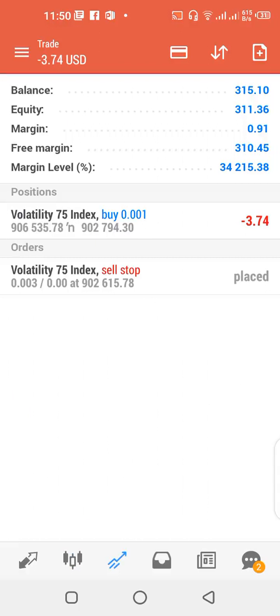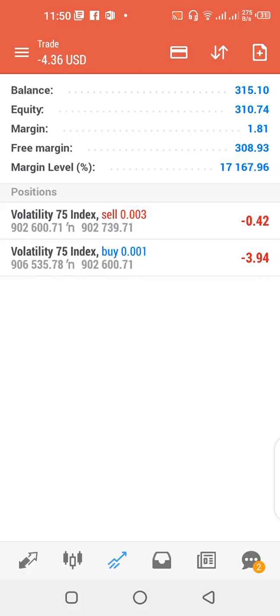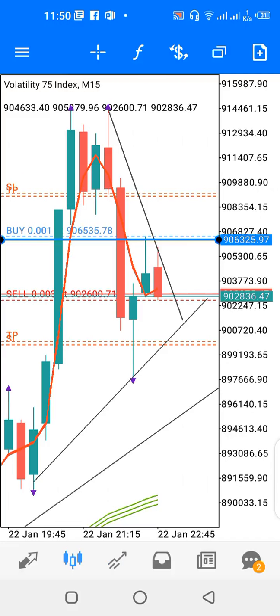Is my sell stop going to get triggered? If it gets triggered, then I'll be looking for break even. I'll be setting the buy stop. Okay, it gets triggered, so I'll go for the buy stop.